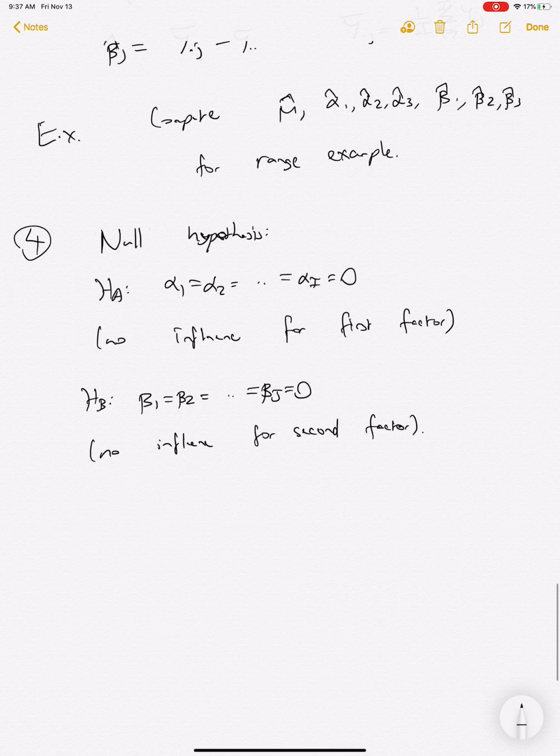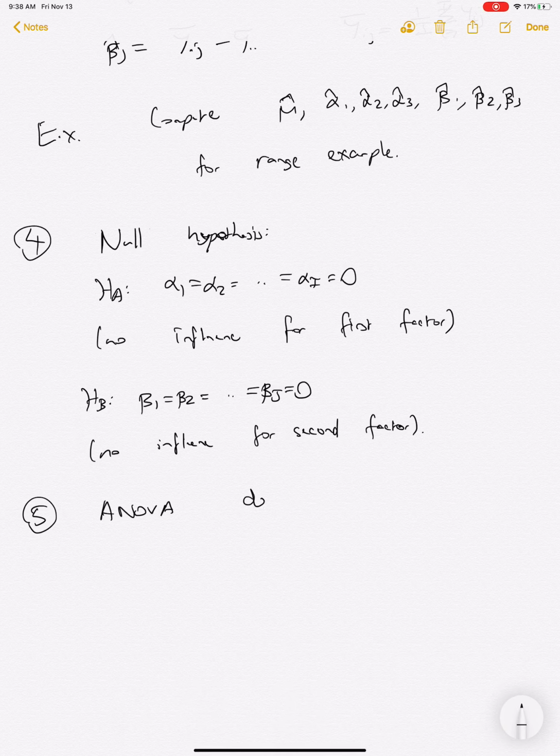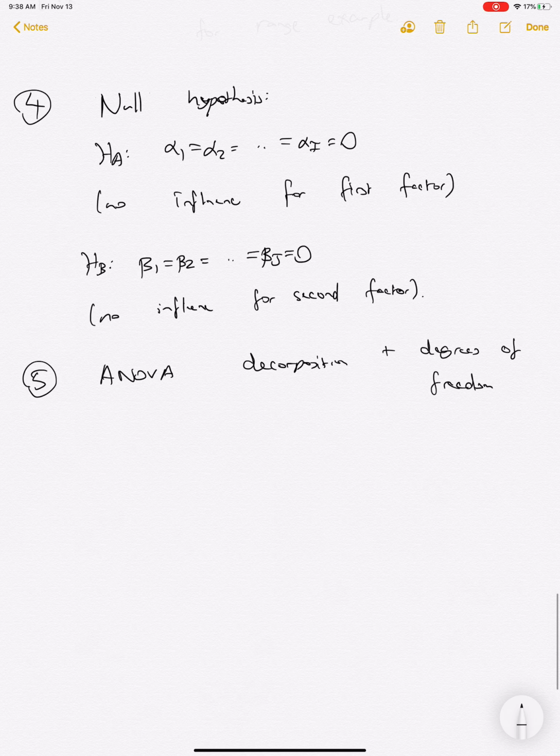And then the next thing is probably the most critical thing, and the thing that you need to get down pat most, which is the sum of squares decomposition, or I'll just call it the ANOVA decomposition, plus the degrees of freedom. Degrees of freedom start to become a really important concept in statistics, and ANOVA is the first time you see how it comes into play.